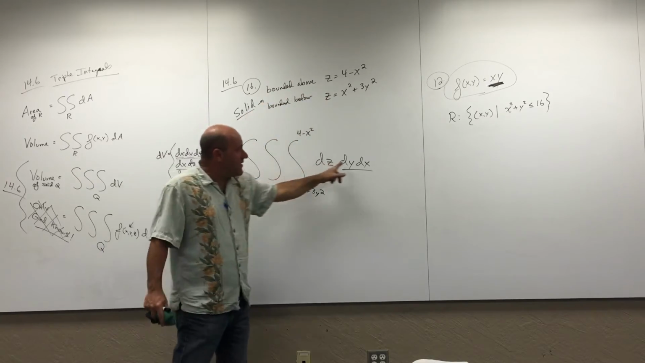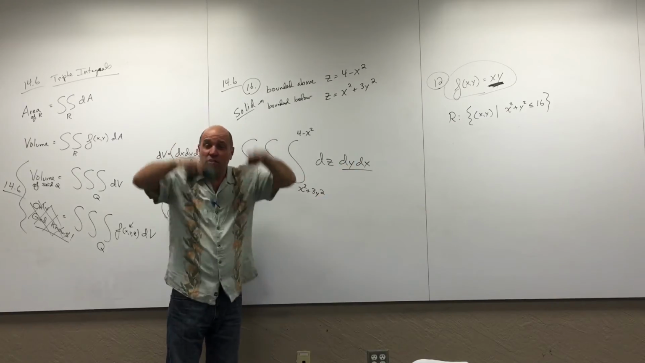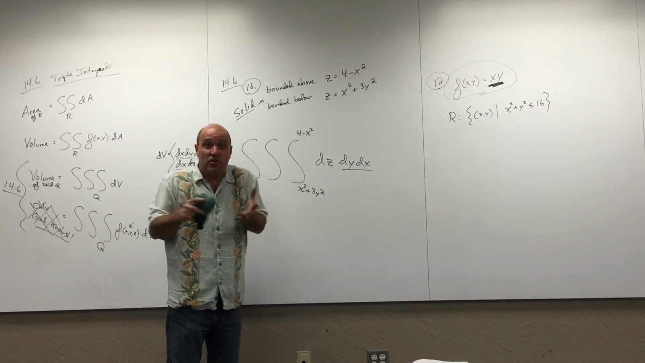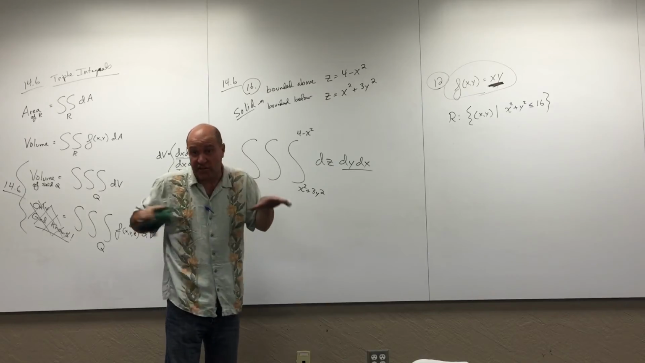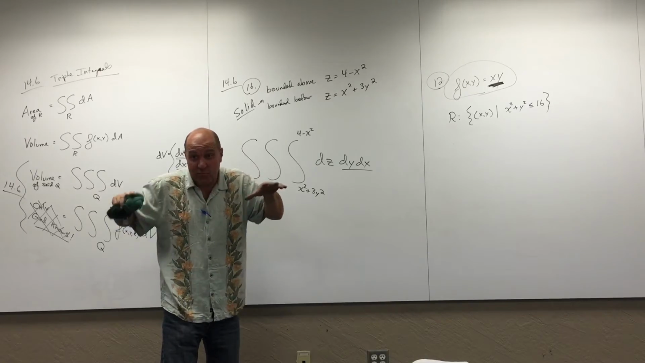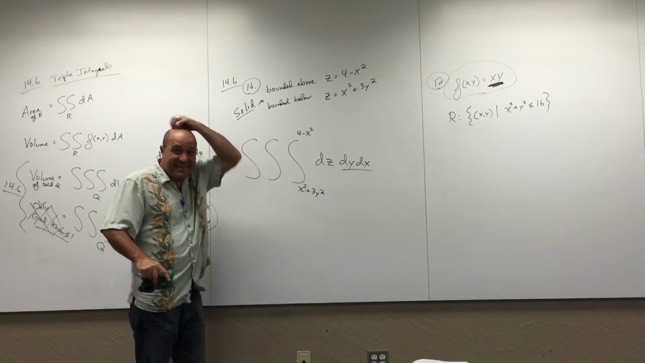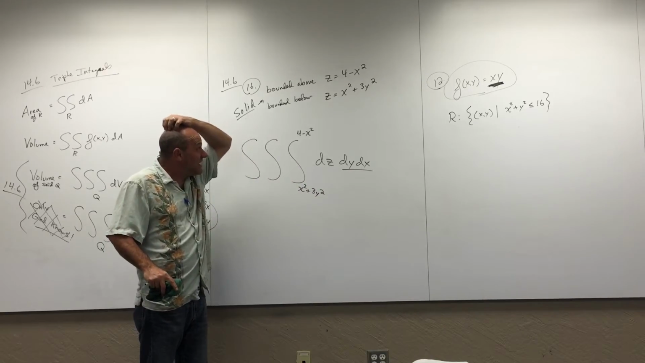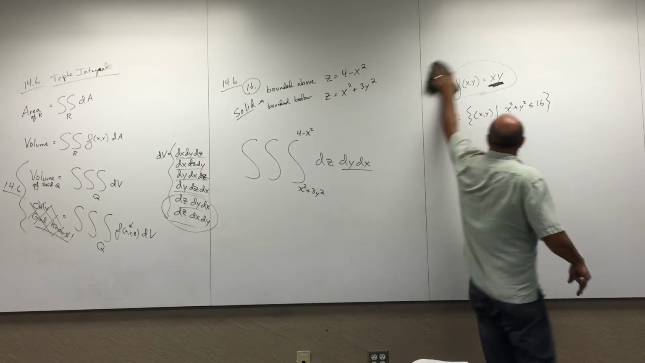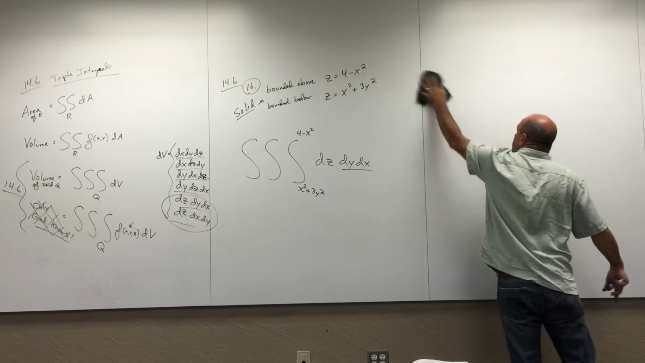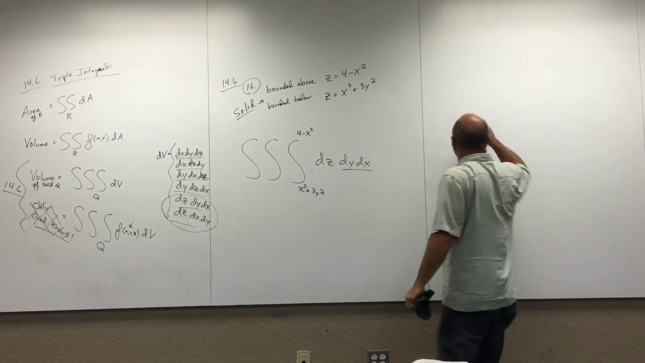To figure out the bounds for y and x, it's no longer really a 3D problem. I need to look at the 2D cross-section of this, or the 2D region over which I'm integrating, to finish the bounds for this problem. That's a little bit tricky. Let me think about this here.